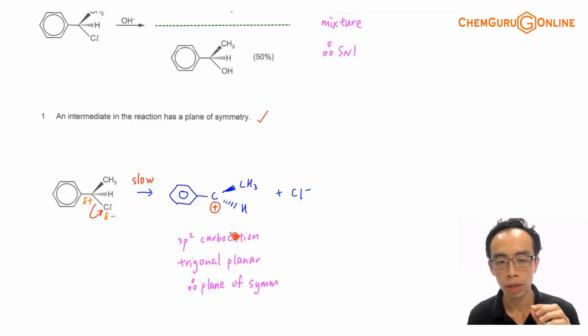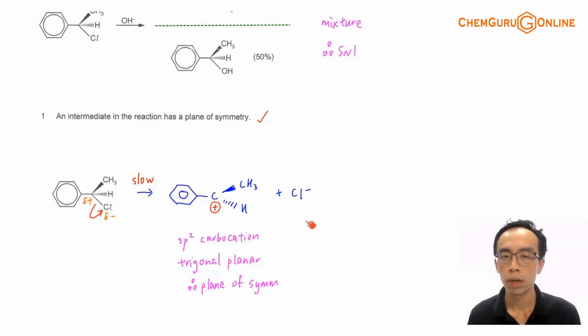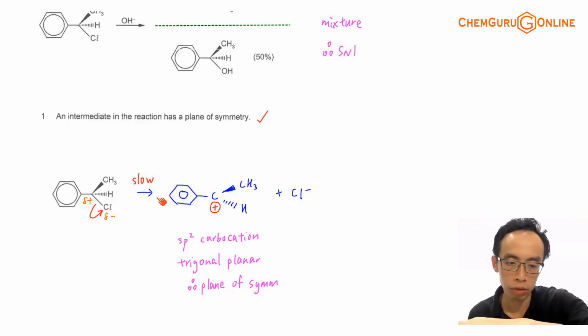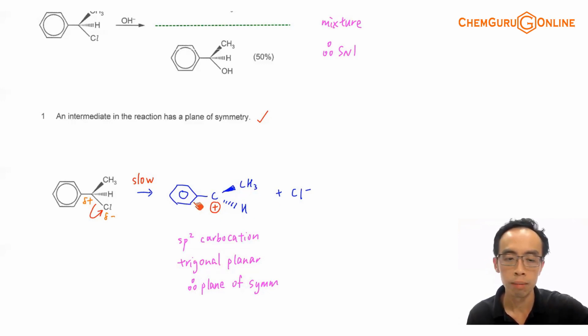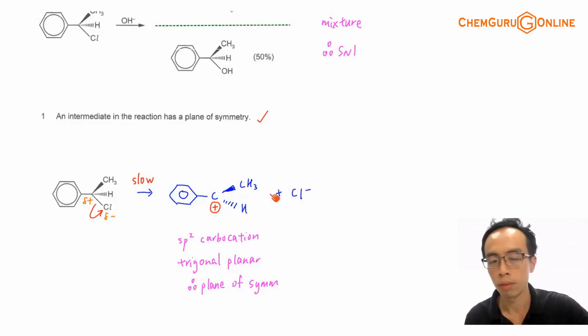Now remember, my carbocation is trigonal planar. The carbocation is only bonded to 3 groups, sp2 hybridized, and the shape with respect to carbon is trigonal planar. If it is planar, then there will be a plane of symmetry. The plane of symmetry is just lying along all the atoms with respect to my sp2 carbon. So the CH3, the hydrogen, and the benzene carbon will all be lying along the same plane. And that is the plane of symmetry.